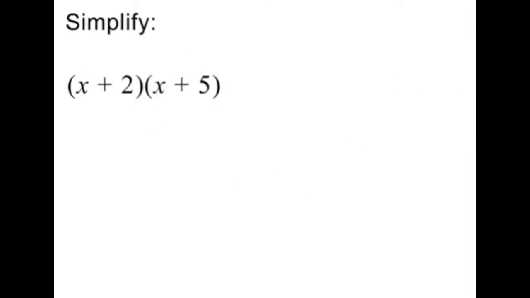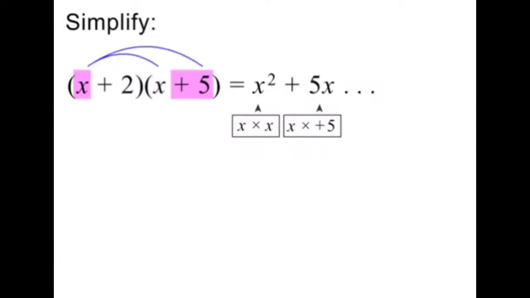Let's use FOIL to help us simplify this example. We begin by multiplying the first terms. X times x equals x squared. We then multiply the outer terms. X times plus 5 equals plus 5x.